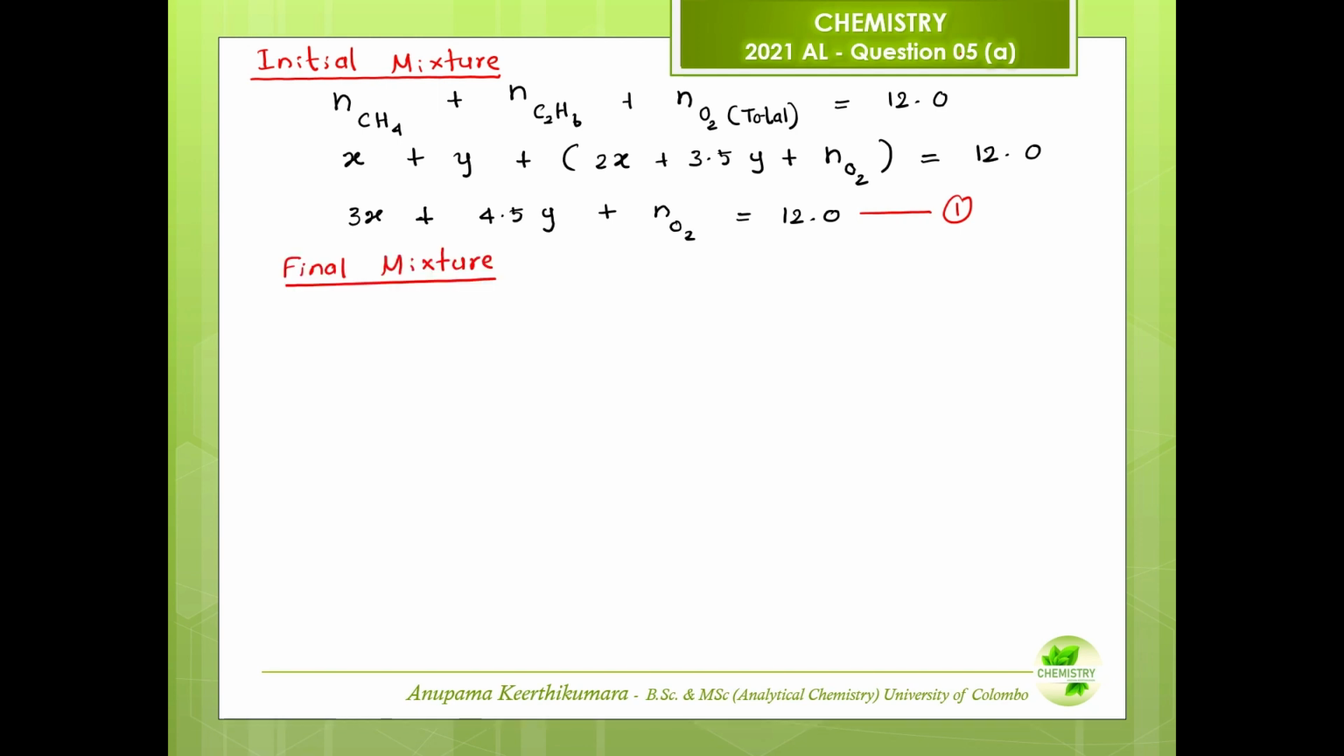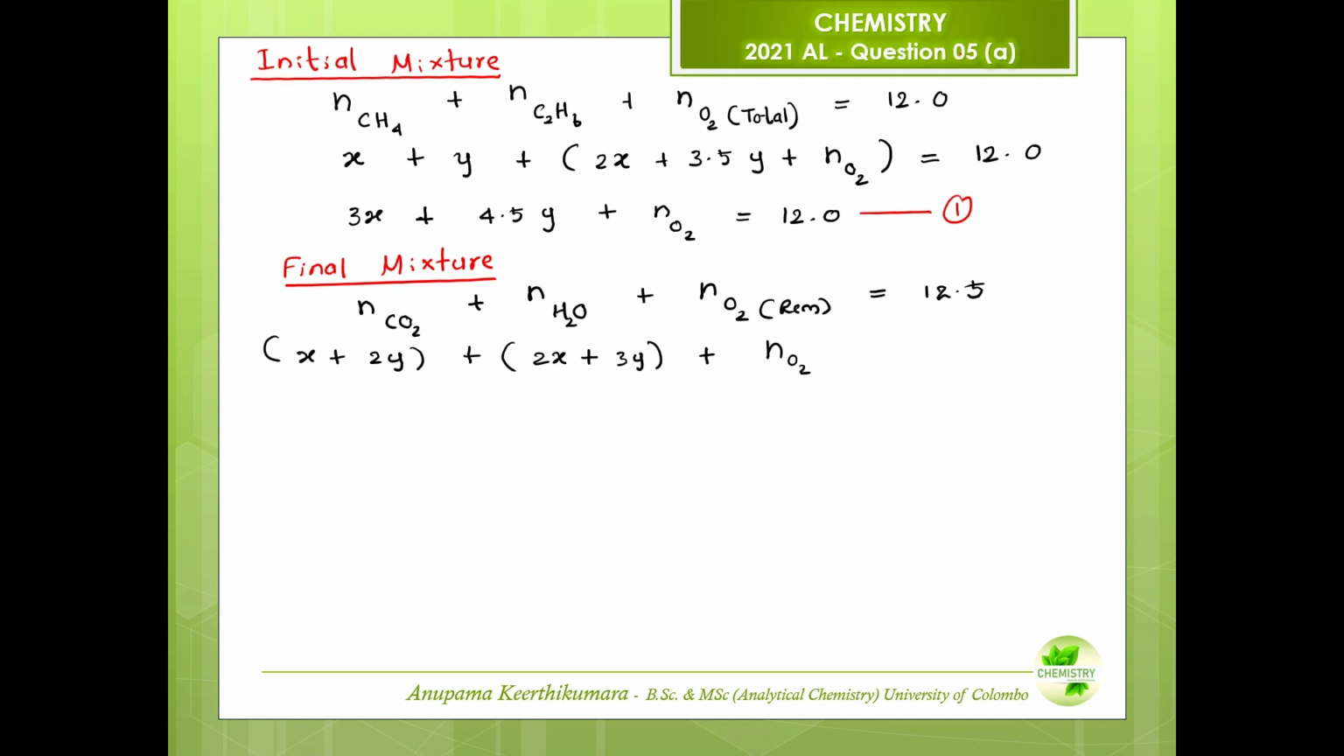Number of moles of produced carbon dioxide plus number of moles of produced water vapor plus number of moles of O2 remaining equals 12.5. Number of moles of carbon dioxide is x plus 2y. Then number of moles of H2O gas produced is 2x plus 3y. Then number of moles of remaining oxygen, we use the symbol NO2.